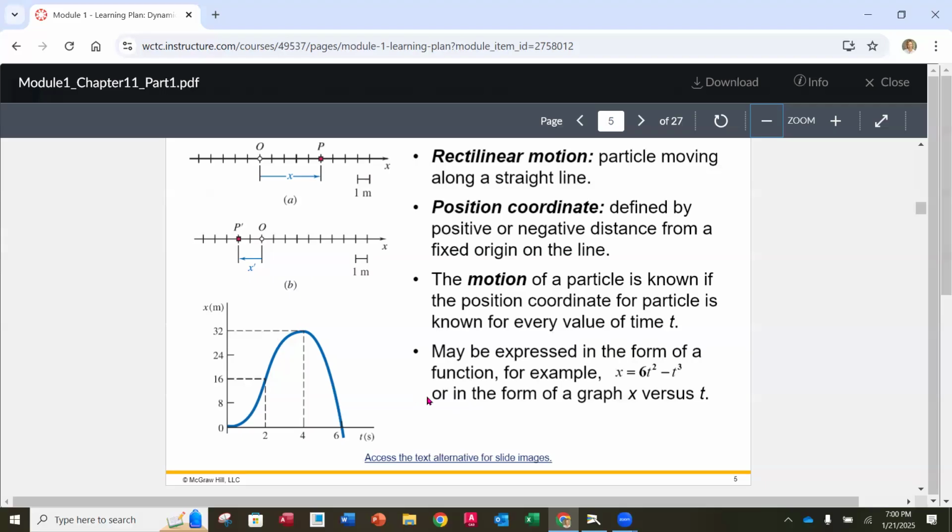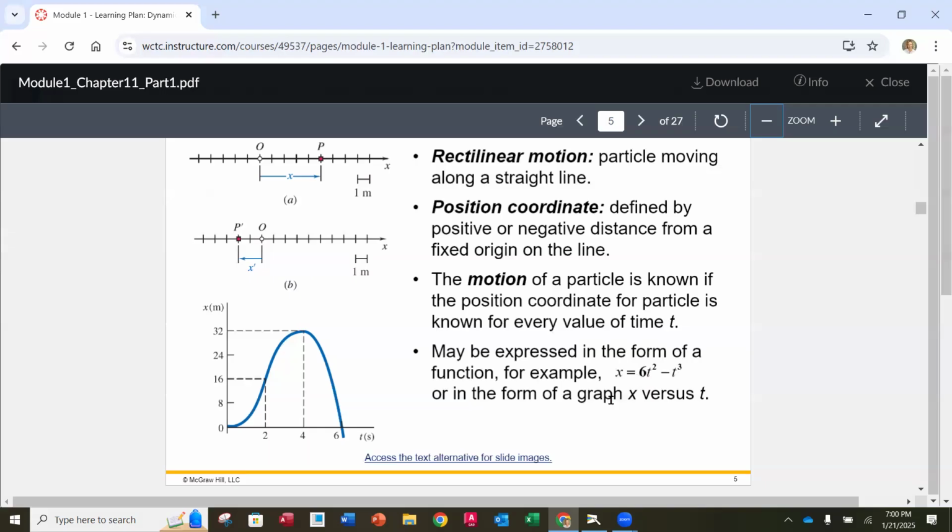So you're going to notice here that they just give an example of x is equal to, so x would be our coordinate along our line in relationship to the origin as a function of time. So you're going to notice that x is equal to 6 times the time squared minus t cubed. So once we know what value of time we're interested in, we can insert that and then calculate what the corresponding distance x or the coordinate x would be.